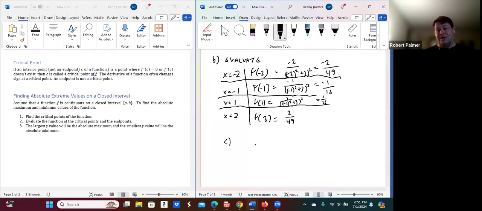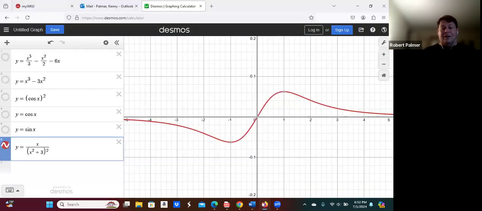So for part C, we have an absolute maximum at x equals 1 and an absolute minimum at x equals negative 1. Once again, that's what we saw with the graph. The minimum at negative 1 is our absolute minimum on this interval, and the maximum at 1 is our absolute maximum on that interval.